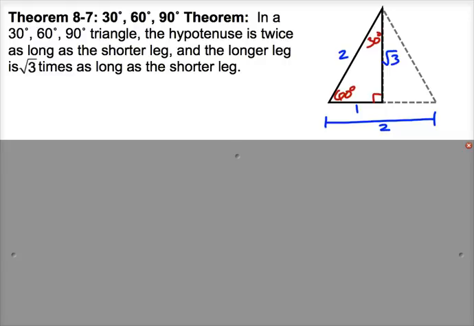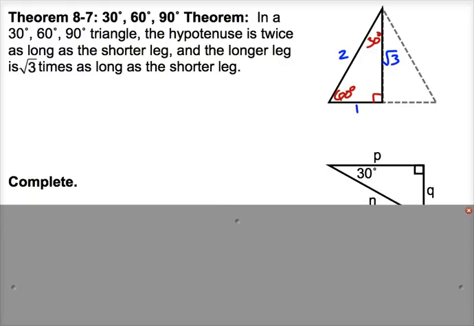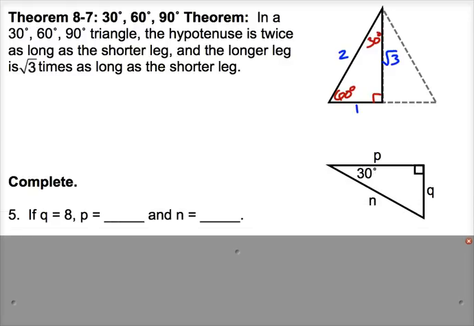So the values that I really care about are these values right here. If the bottom is 1, the hypotenuse is twice as big, and the longer leg is larger by the square root of 3. So let's find some missing values.